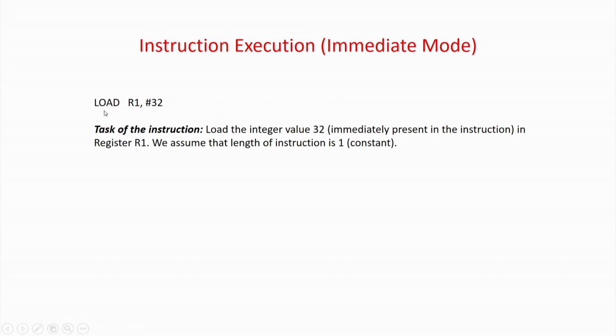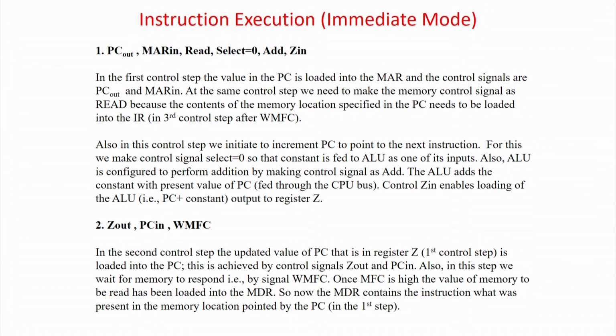We are just saying load R1, 32. That means the constant value 32 will be loaded to R1, and we are assuming that this instruction takes a single word, so the PC has to be incremented by 1. So what are the steps? The first step: the program counter will be the output, and it will go to memory address in. What does it mean? We already discussed this with the figure in the last class, so I am going to keep it a bit brief.